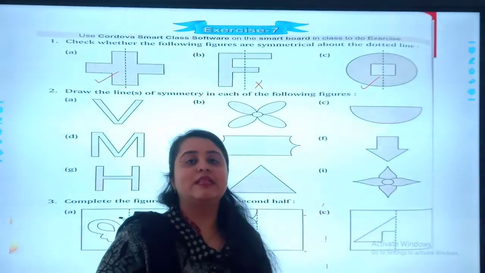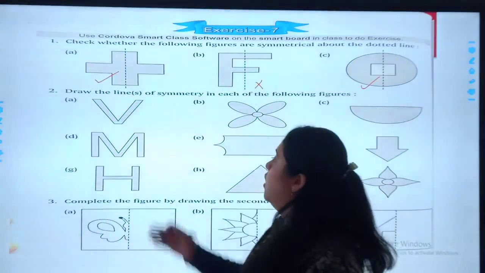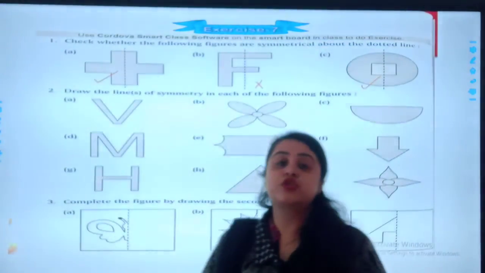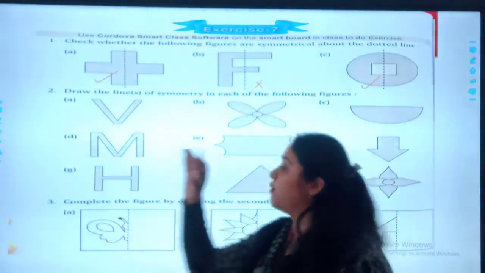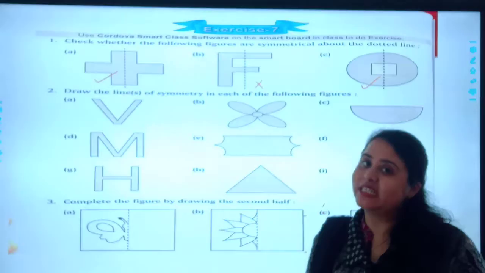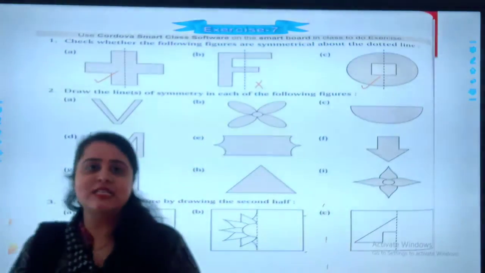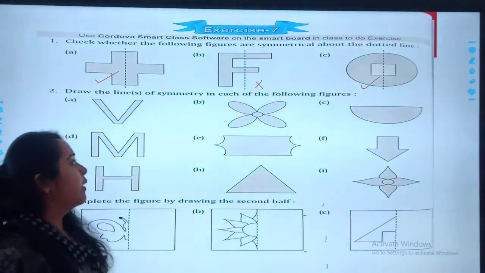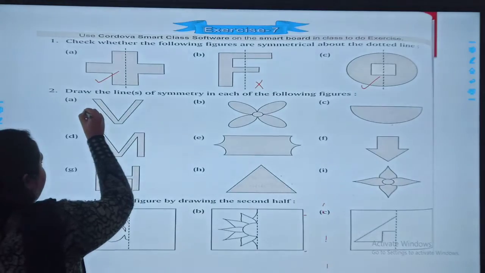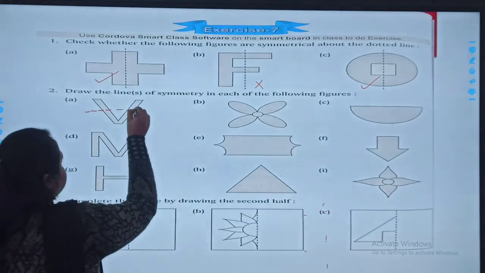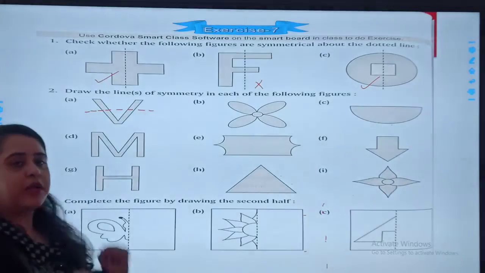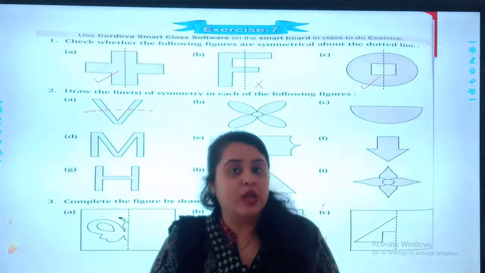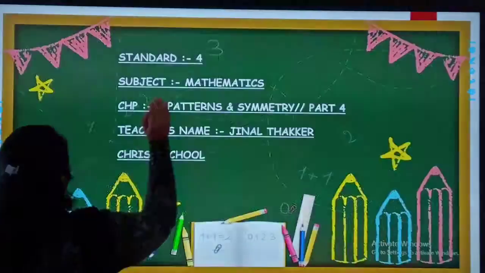Okay students, let's read question number 2. Draw the lines of symmetry in each of the following figures. We are supposed to draw the line of symmetry. हमें फिगर दिया है, अब हमें उसका इक्वल डिस्ट्रीब्यूशन करना है. Let's start with the first one. The first alphabet is V. मैं V को, this is the line of symmetry. क्या मैं ऐसी लाइन बनाऊंगी तो ये इक्वली डिस्ट्रीब्यूट होगा? What do you think? No ना? Then मुझे कैसी लाइन बनानी पड़ेगी?